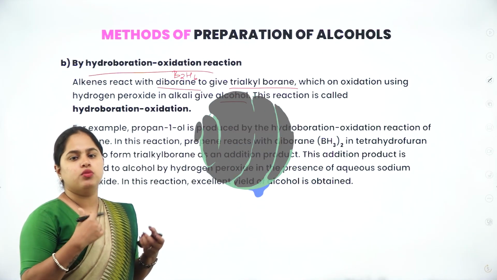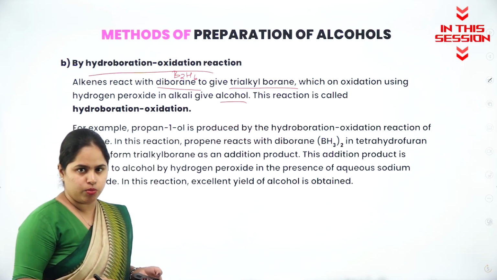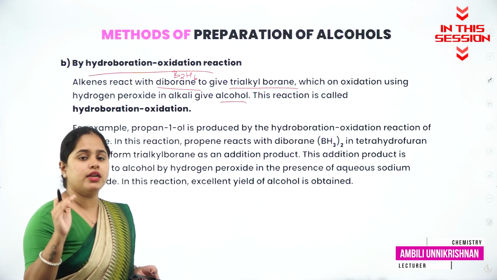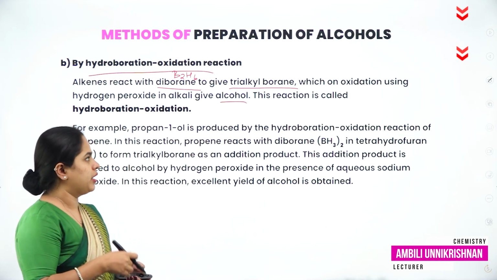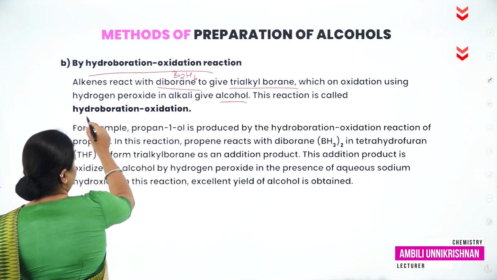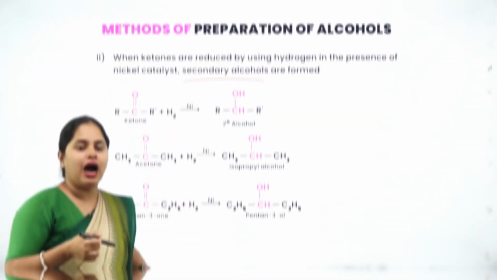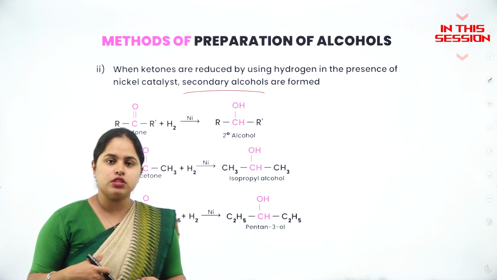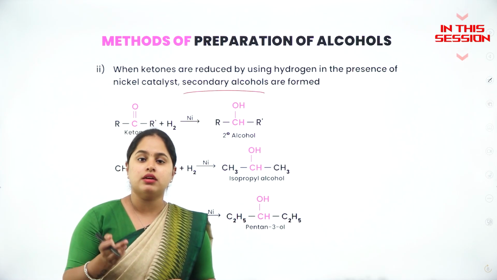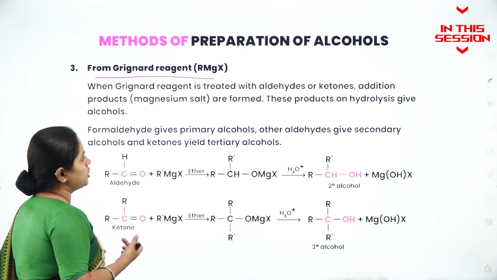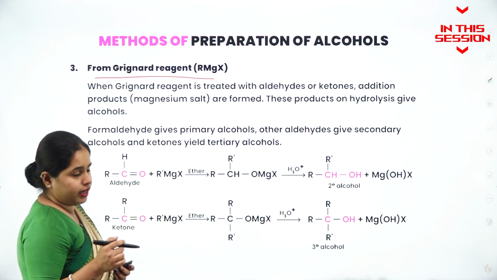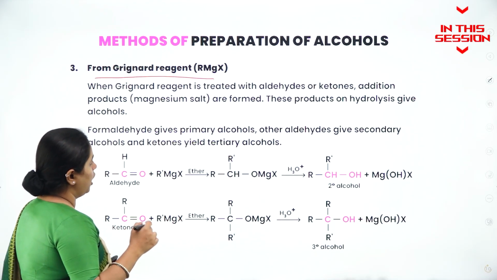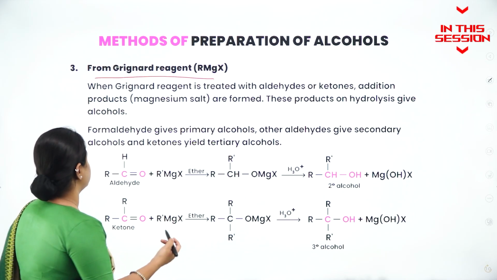First, an alkene reacts with diborane to form trialkyl borane, and the trialkyl borane undergoes oxidation to form alcohol. This reaction is called hydroboration oxidation. Aldehydes, when they undergo hydrogenation, give primary alcohols. Ketones, when they undergo hydrogenation, give secondary alcohols. When a Grignard reagent is treated with aldehydes or ketones, addition products are formed, and these products on hydrolysis give alcohol.